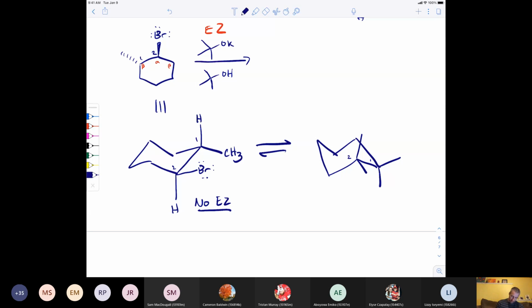Carbon 1, the methyl is down. The hydrogen is still up. Here, the hydrogen is down and the bromine is up. So this conformation is going to be the reactive one because the bromine is axial, if it can react at all.